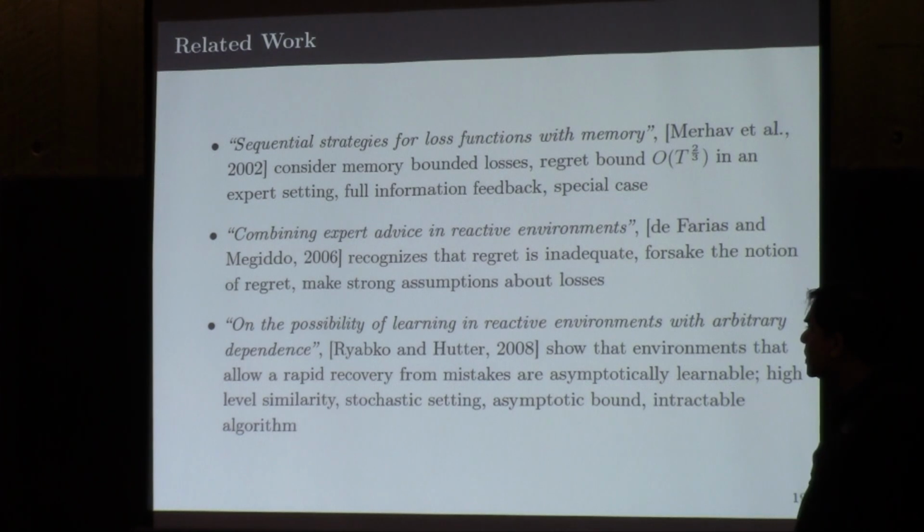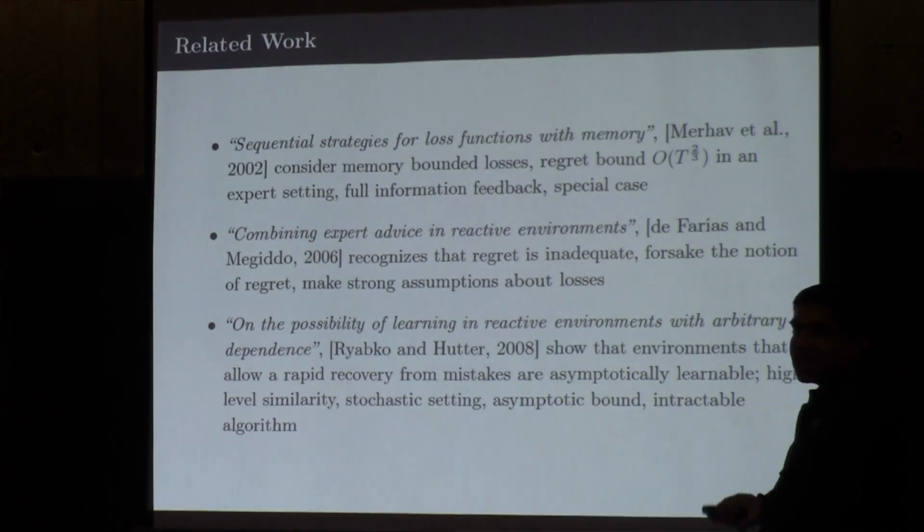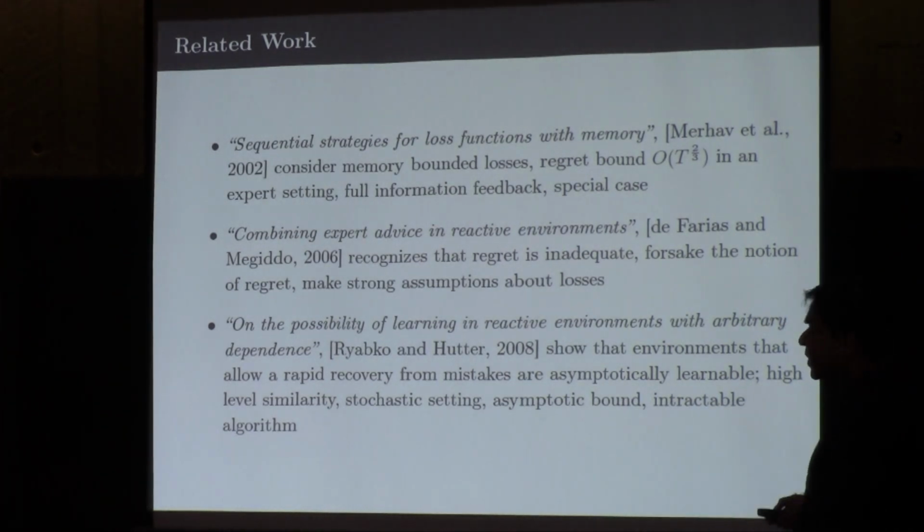Okay, let me say a bit about some related work. We were not the first ones to realize the deficiencies in interpreting regret in adaptive settings. Mehrav et al. considered this notion of policy regret. They consider memory-bounded losses. They give a regret bound of T to the 2/3, but they consider expert settings, so full information settings, which would be a special case of what we're doing here.